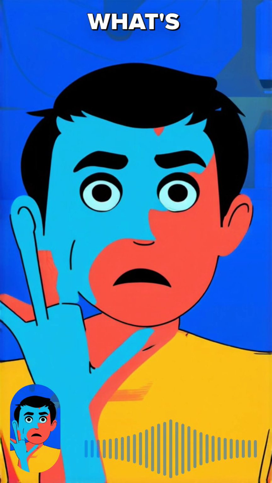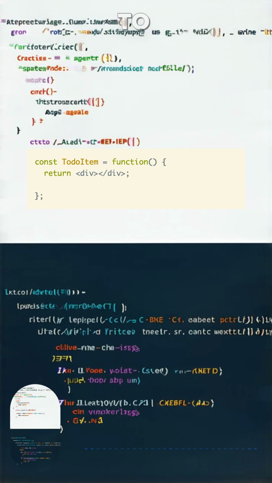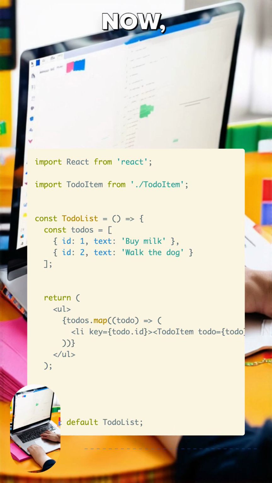Okay, got it. So, what's the deal with the arrow function? The arrow function is just a concise way of writing a function. It's equivalent to a regular function, but with less code. All right, I think I get it. What's next? Now, let's create the to-do list component. This will render a list of to-do items.